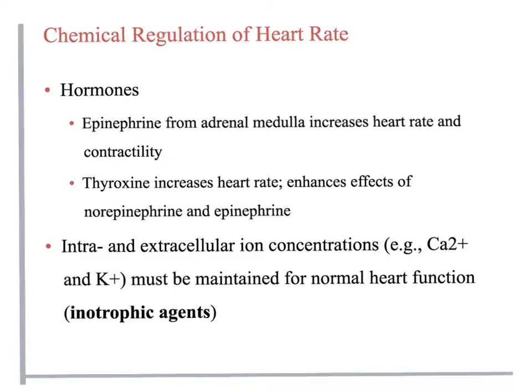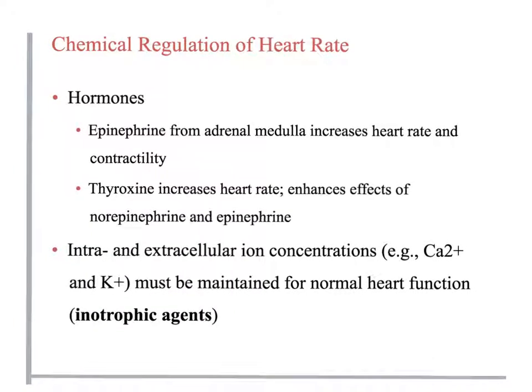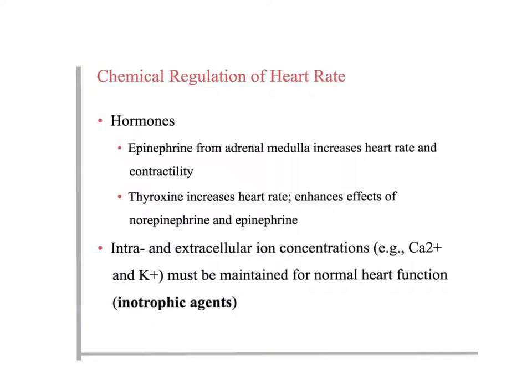Other things. We have chemical regulation of heart rate. So not only the parasympathetic and the sympathetic nervous system, but hormones. Especially from the adrenal medulla, which is under sympathetic and parasympathetic innervation. They release epinephrine and norepinephrine, which work to increase heart rate. Thyroxine is what? Is also known as?